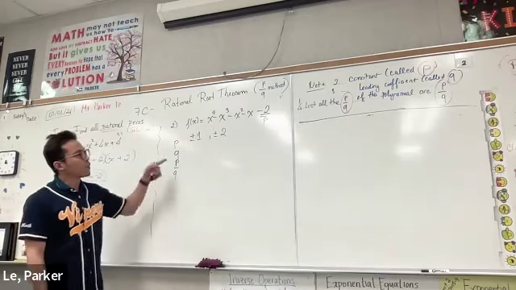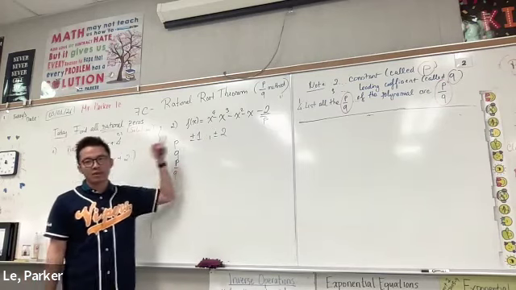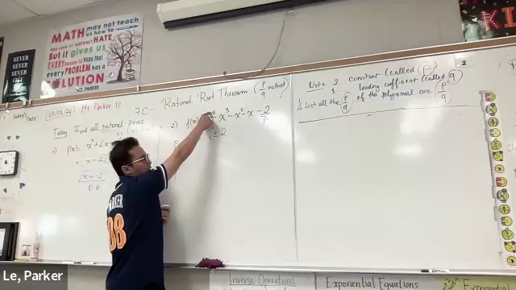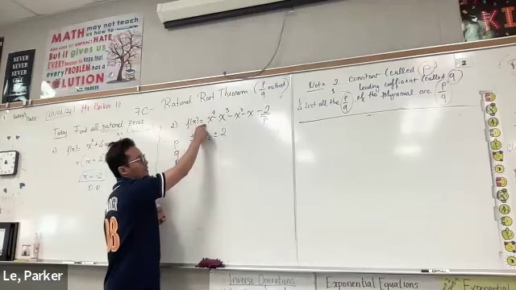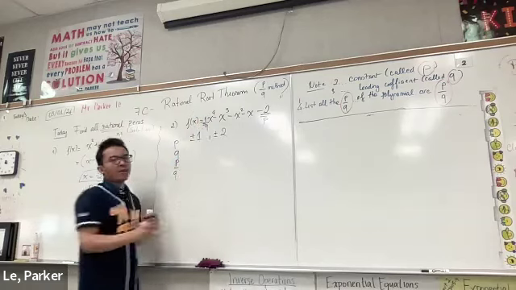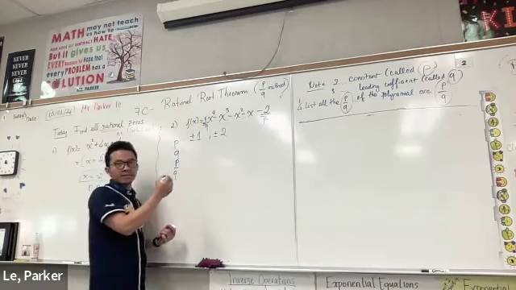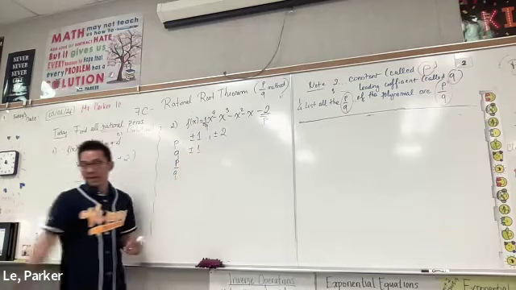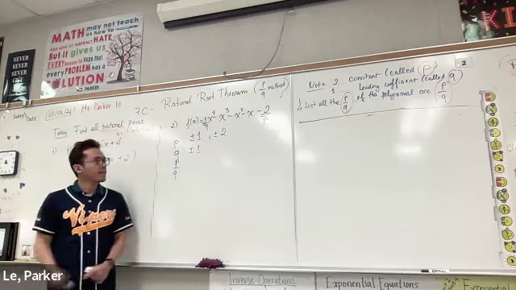Now Q is the leading coefficient. What is the leading coefficient here? 1. The leading term is the highest power, and the leading coefficient is the number in front of it. There's no number here, that means an invisible 1. So this is the Q. What are the factors of 1? Plus or minus 1. Don't forget the negative, okay?